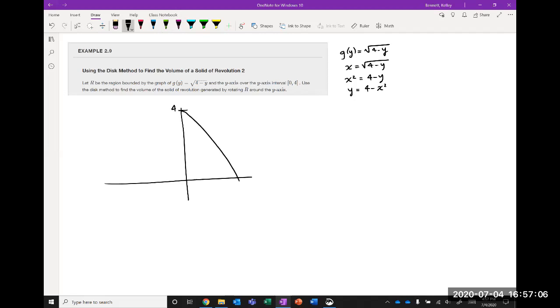And I know that my vertex is at 4 and then my root is at 2. So I feel a lot better. It's still, when I take my integral, I'm still going to use g of y. I just kind of flipped it into a function of x just for graphing. So here's my region.